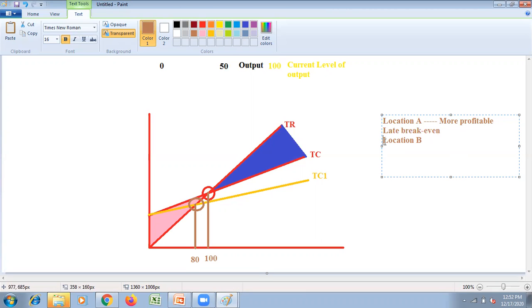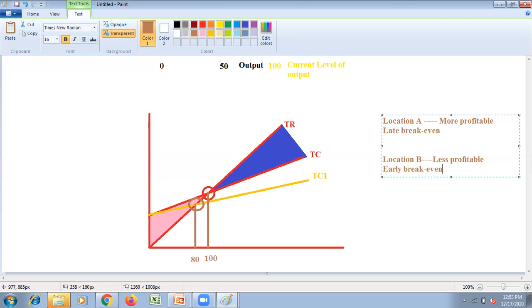Location B is less profitable, but has an early break-even. Now, break-even can be used in both ways. You can look at the profit figure and then decide whether to go for location A or location B. Second, the profit figure sometimes might not be that important.